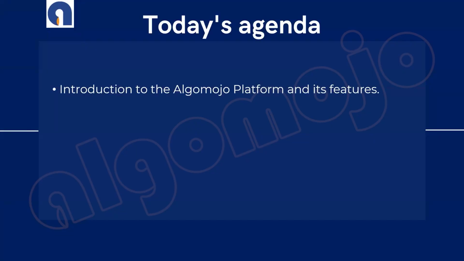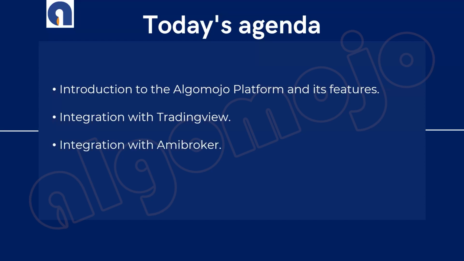We'll start with the introduction to the Algomojo platform and its features. What are the features available in the platform? Then we'll see how we can do automation of strategies using TradingView. In case anybody is interested in looking at Amibroker automation, we could look at that also. In TradingView or Amibroker, please let me know if you have any specific indicator or strategy you want me to use, and I'll use it and try to show the process of automation.